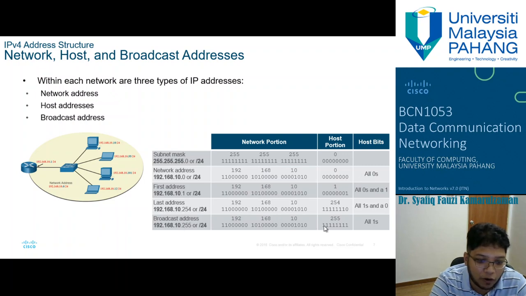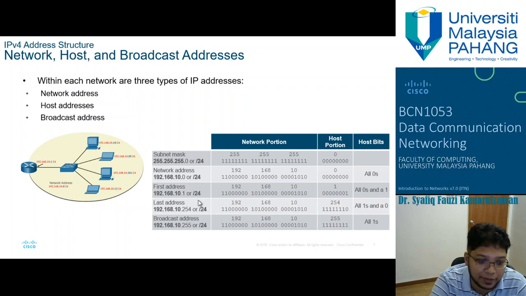When you have all ones in the host portion after the network portion, that is called the broadcast address. The broadcast address is the address you use to send an IP packet or any data to all the hosts inside the network of 192.168.10.0. If you want to communicate with all PCs inside this network, you use the broadcast address. In between 0 and 255, from .1 to .254, are what we call usable hosts.